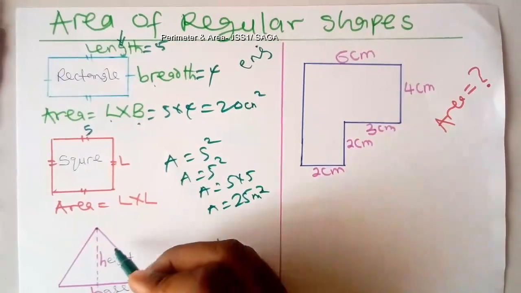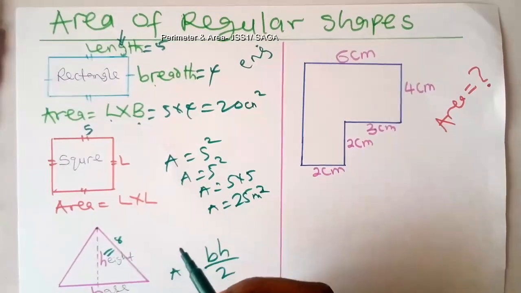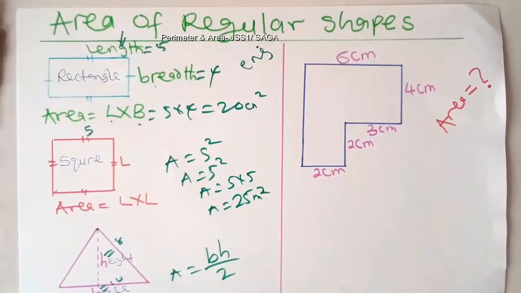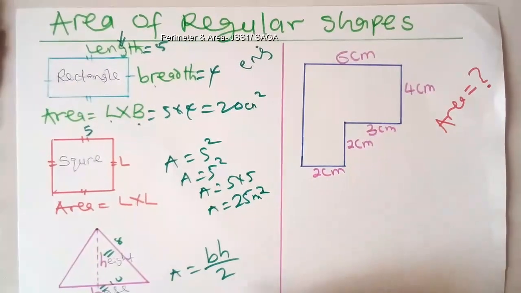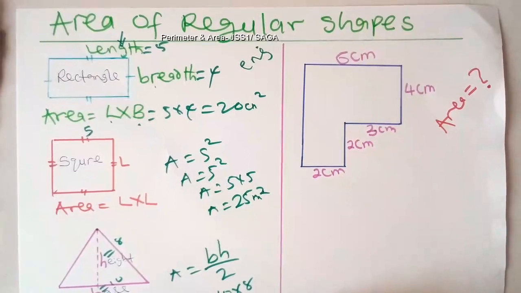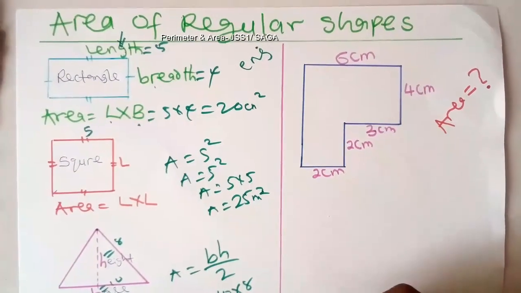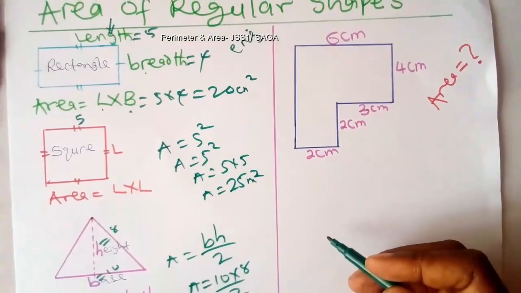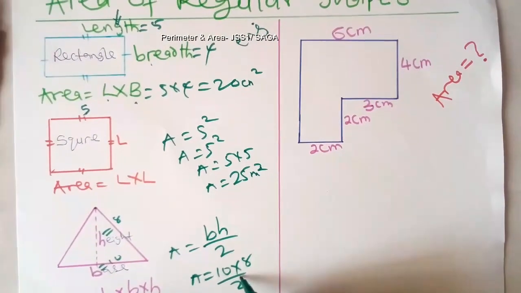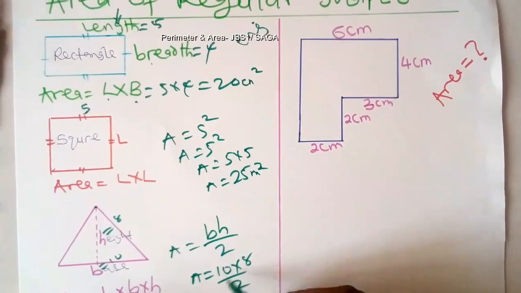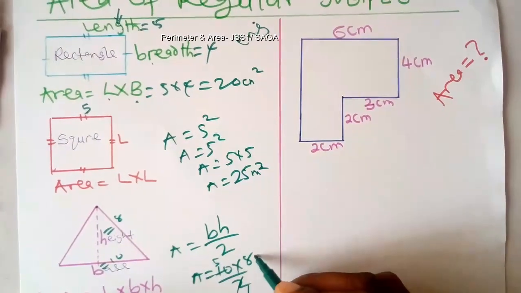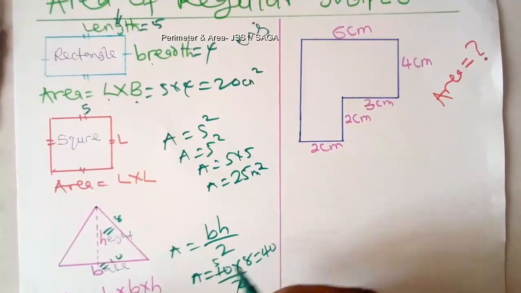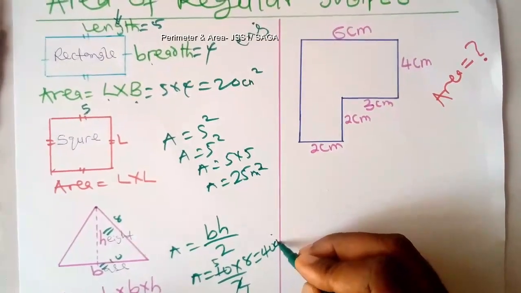Okay, so let's say the height is 8 and the base is 10. So we now have the area of this triangle as the base, which is 10, times the height, which is 8, over 2. You can multiply before you divide, but the best way is to cancel. You cancel before you divide, and then simplify your answer. Like 2 here 1, 2 here 5. 5 times 8 is 40. If it is centimeter, it will be centimeter square.